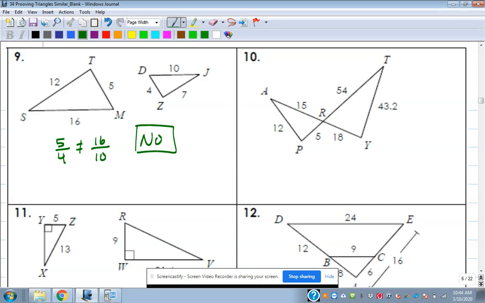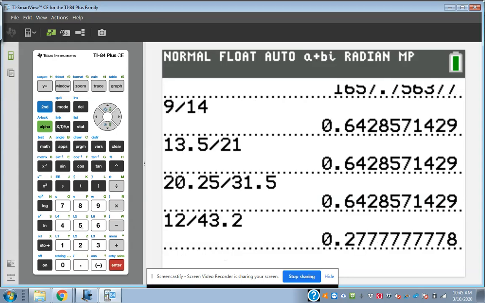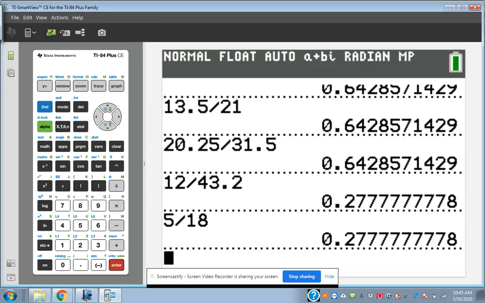Are those similar? A little bit of a strange orientation there, but again, corresponding sides. 5 over 18 or 18 over 5, whichever way you want to do that. I always start with the smallest sides. That doesn't reduce any. And 12 over 43.2. And anytime they got decimals in there, I'm just going to crank that out. And is that the same as 5 over 18? Yes, it is. So I just got to check the last pair.